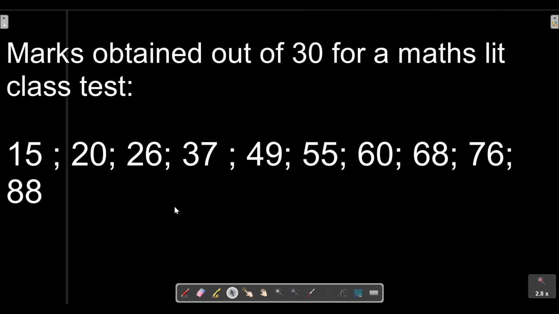Once we have put our data in ascending order, we can determine the five number summary. We can determine the minimum value, Q1, Q2, Q3, and the maximum value. So let's just quickly do that.